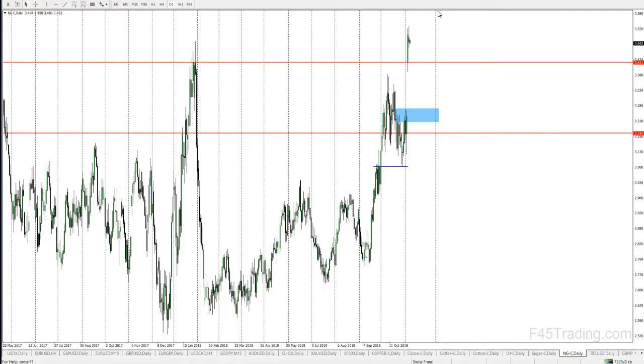Nat gas had a nice gap. Doesn't look like it's filling it anytime soon. If you're not already long nat gas down here, don't get long now. Just hold off on that one.